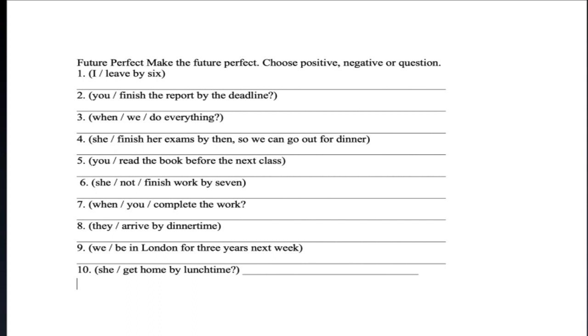You read the book before the next class. She not finish work by 7. When you complete the work. 8th one, they arrive by then. We be in London for 3 years next week. She get home by lunchtime.